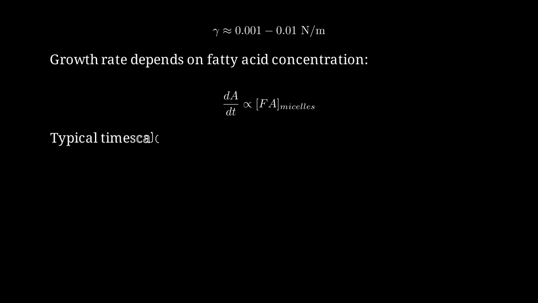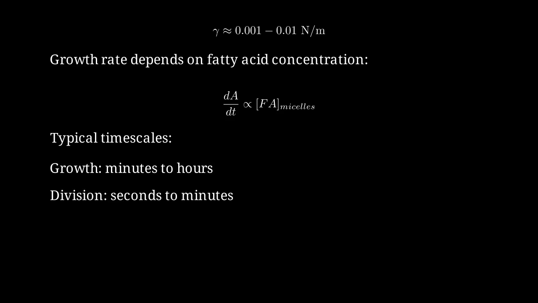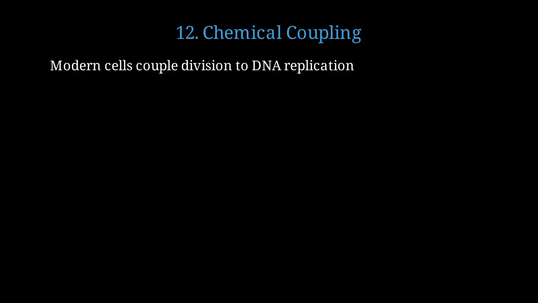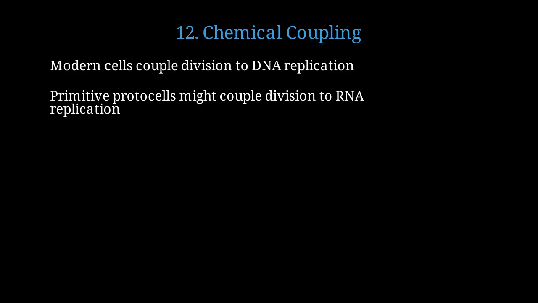What are the typical timescales for these processes? Growth from small to dividing size takes minutes to hours. The actual division event happens on the timescale of seconds to minutes. For true reproduction, division must be coupled to internal chemistry. Modern cells tightly couple division to DNA replication, ensuring each daughter gets genetic material. Primitive protocells might have coupled division to RNA replication in a simpler way.